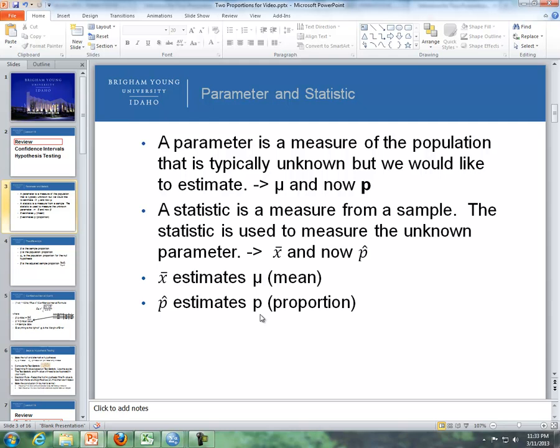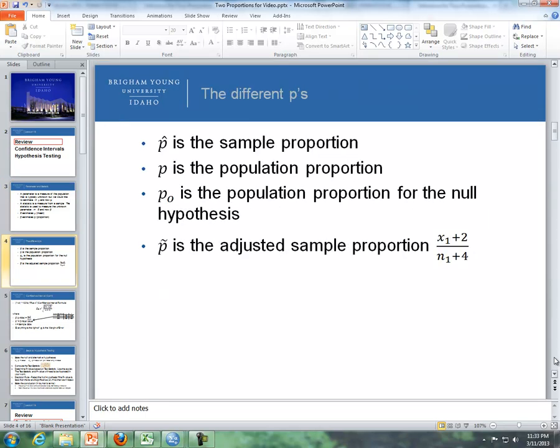Now there are many different types of symbols that we've used dealing with p for this unit, and here's a list of them. For instance, p hat is our sample proportion, p is our population proportion, and then p naught. P naught is not in the online textbook, but it is in this video and in the last video, so I'm just including it here. P naught is the population proportion for the null hypothesis. You can also use p as well, but just so that you're clear for this video, p naught represents the null hypothesis. And p tilde is the adjusted sample proportion, where with one proportion it was x plus 2 divided by n plus 4.